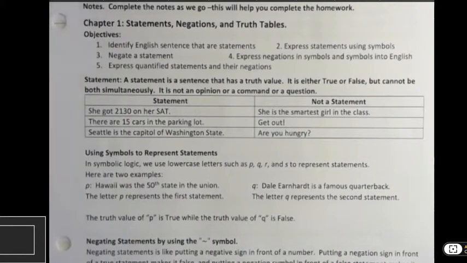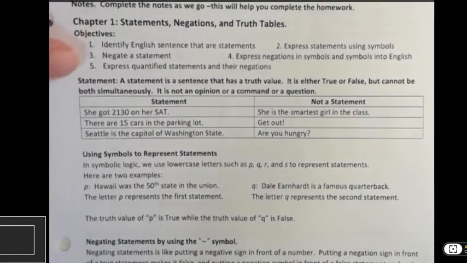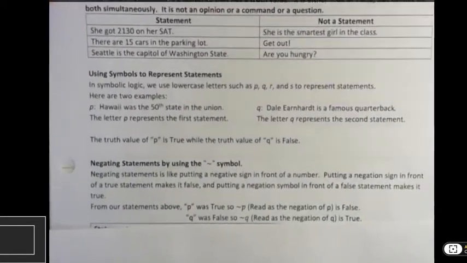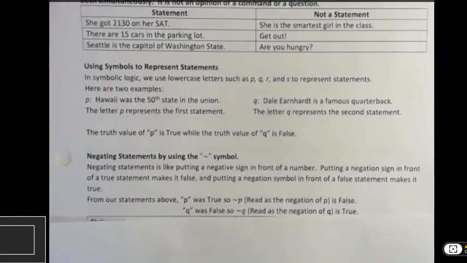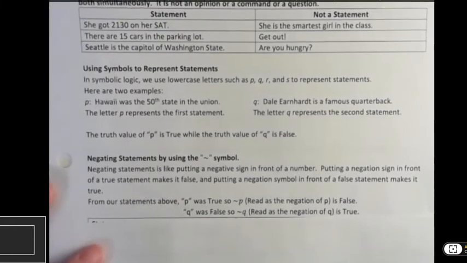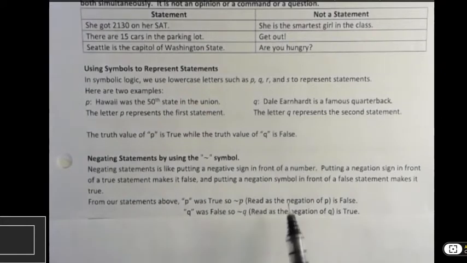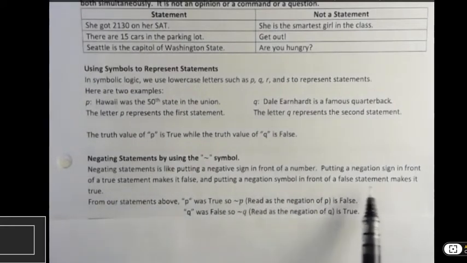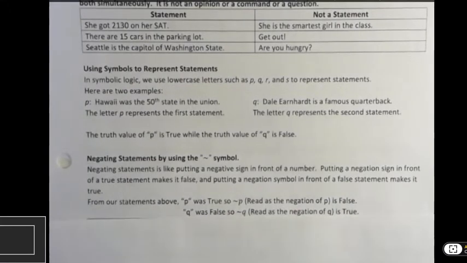And then we can negate statements. Negating a statement is using this tilde symbol, putting that in front of the statement. Negating statements is like putting a negative sign in front of a number. Putting a negation sign in front of a true statement makes it false. And putting a negation symbol in front of a false statement makes it true. So it gives the opposite value.